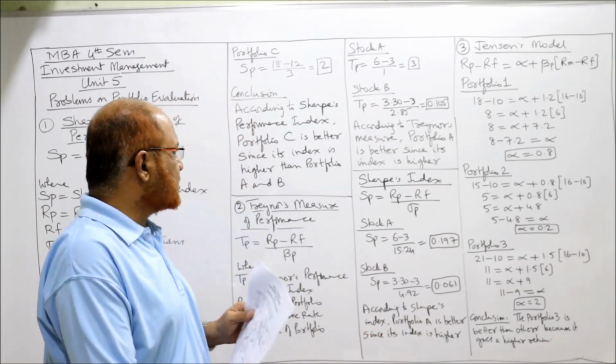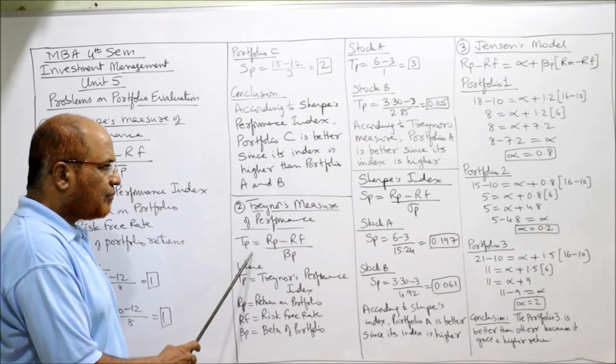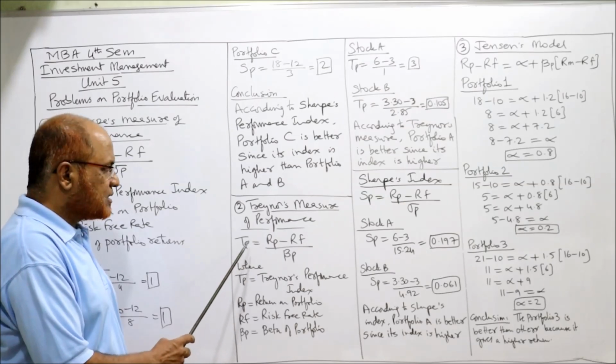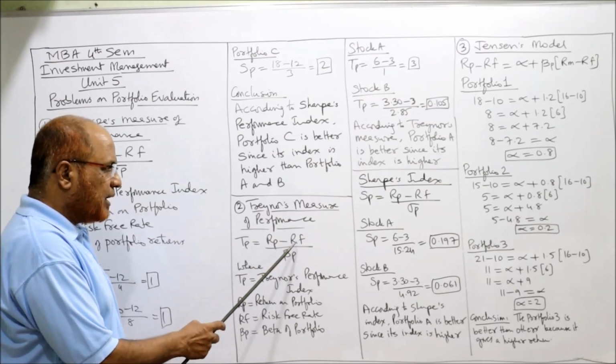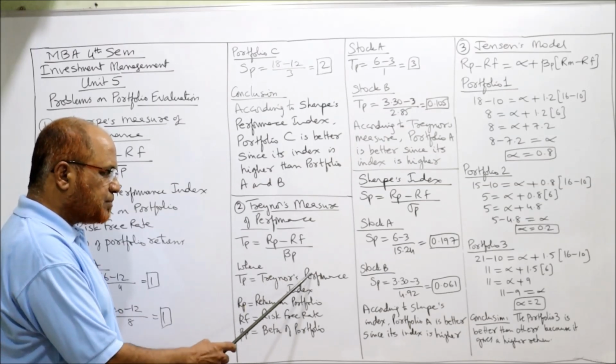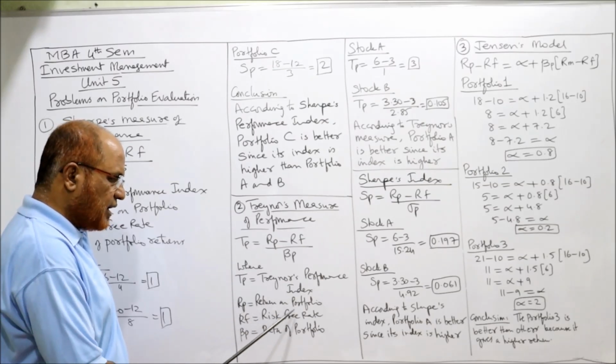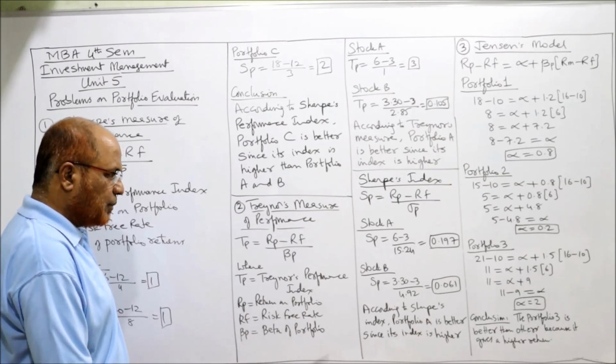Now we calculate first of all Treynor's measure of performance, TP. The formula for Treynor's measure is TP is equal to RP minus RF divided by beta P, where TP stands for Treynor's performance index, RP is return on portfolio, RF is risk-free rate, and beta P is beta of the portfolio.